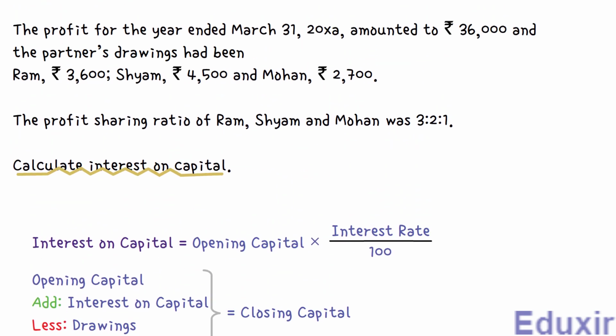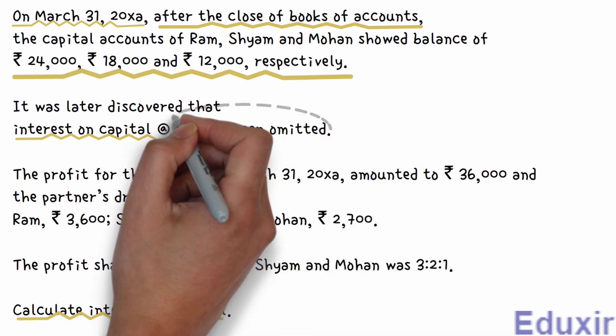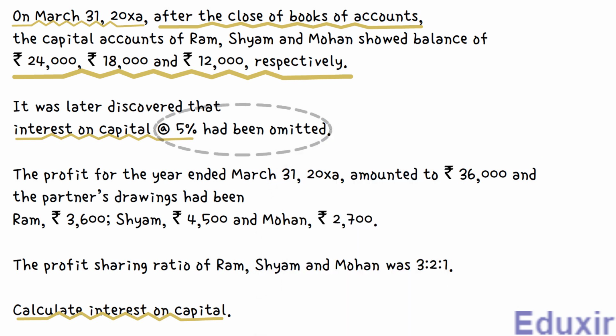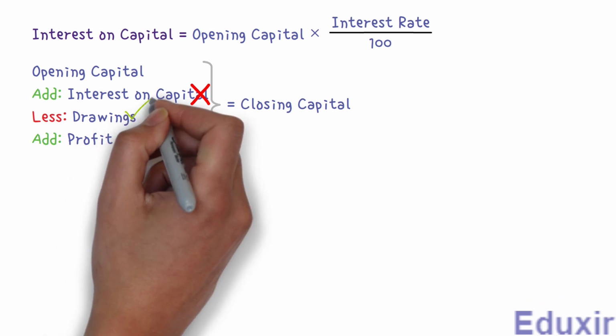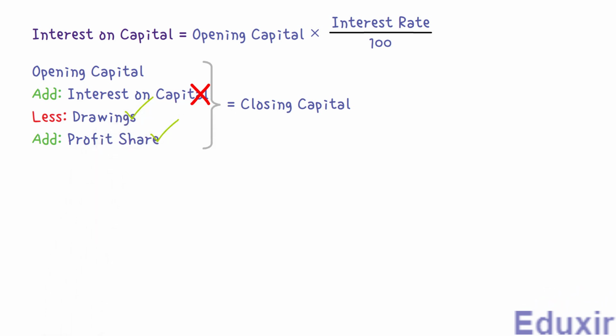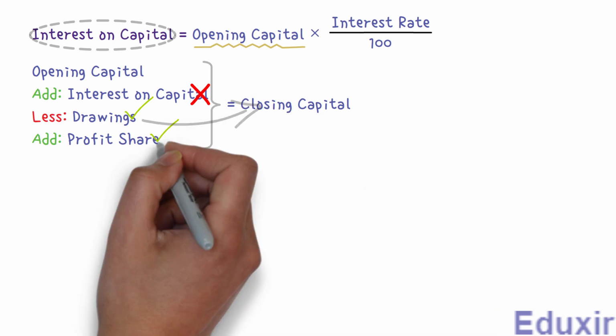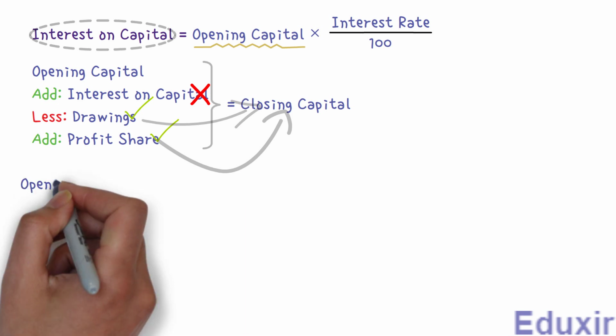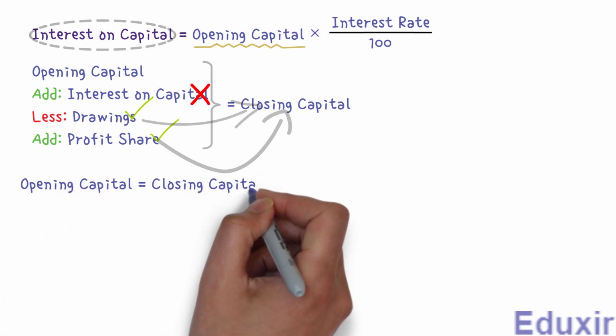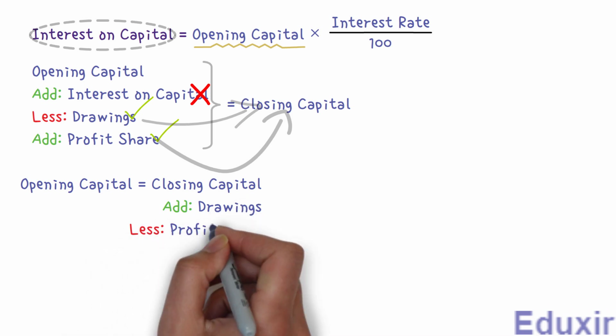But in the problem, it's given that the interest on capital was not considered and was omitted. So here, let's not consider the addition of interest on capital. Let's lessen the drawings and add the profit share. Our aim is not to calculate the closing capital. To find the interest on capital, we should know the opening capital. So, let us keep the opening capital on the left hand side and send the drawings and the profit share to the right. So, we get: opening capital is equal to closing capital add drawings and lessen profit share.